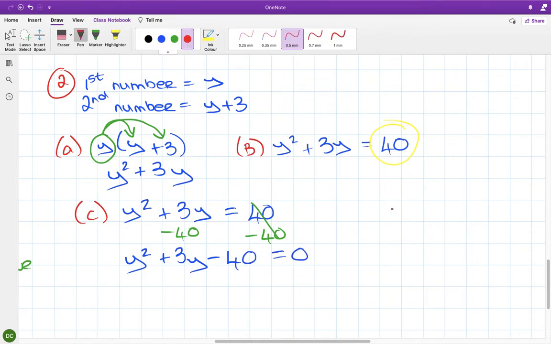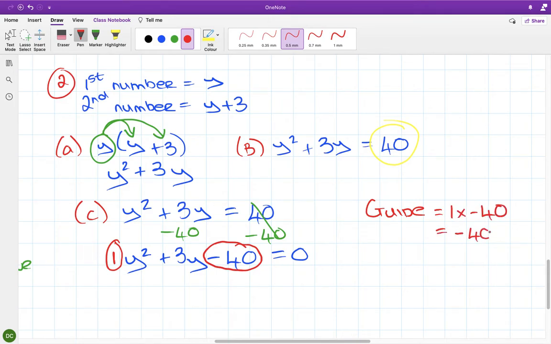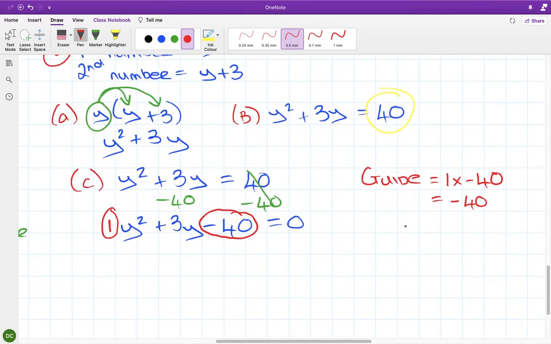And now hopefully you can see that it's a guide number. It's a trinomial. So the guide is the number in front here, which is a 1, by the final number here, which is minus 40. So that's a guide of 1 times minus 40, which is minus 40. Ignore the minus and do your factors of 40.